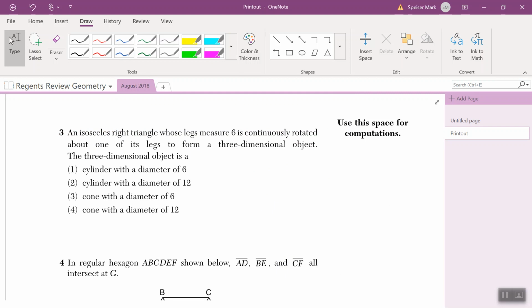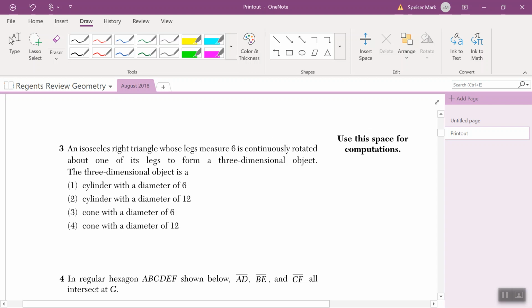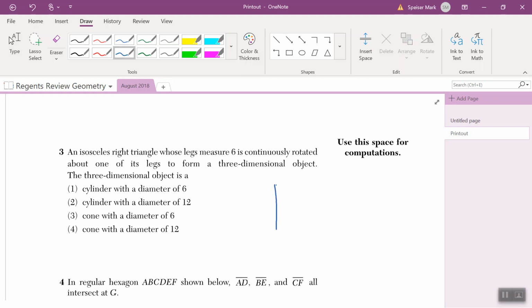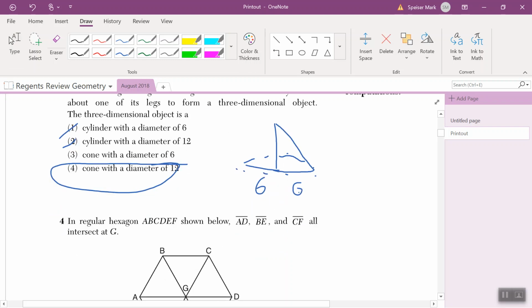An isosceles right triangle's leg measures 6. It is continuously rotated about one of its legs to form a three-dimensional object. The three-dimensional object is as follows. So an isosceles right triangle, one leg measuring 6, constantly rotated about one of its legs. What's the object? That will be a cone, with a diameter of 12, because 6 plus 6 is 12. Choice number 4.